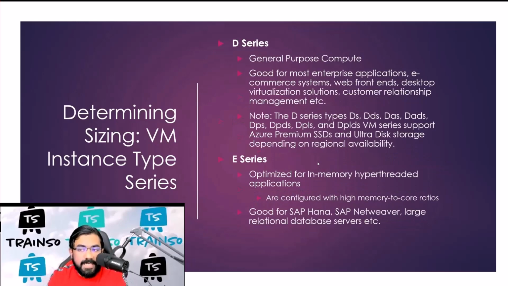D series, general purpose compute, good for most enterprise applications, e-commerce systems, web front ends, desktop virtualization solutions, customer relationship management, etc. Also note that the D series types DS, DDS, DAS, DIDS, DPS, DPDS, DPLS, and DPLDS support Azure Premium SSDs and Ultra Disk Storage depending on regional availability. E series are optimized for in-memory hyper-threaded applications, configured with high memory to core ratios, good for SAP HANA, SAP NetWeaver, large relational database servers, etc.